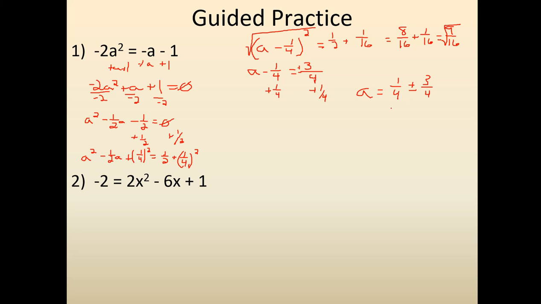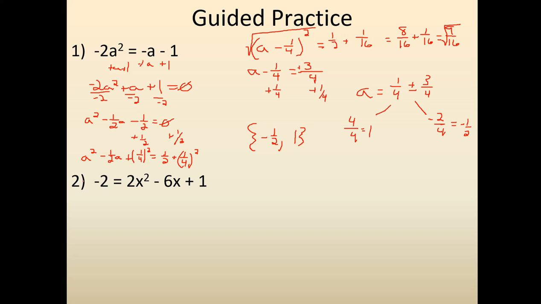So my two options are I can add them. So 1/4 plus 3/4 will actually give me 4 over 4, which is 1. Or I can subtract them, 1/4 minus 3/4. If you plug that in your calculator, you'll end up getting negative 2/4 or negative 1/2. So you end up getting, as a solution set, negative 1/2 and 1. And again, you can plug these numbers in real quick and see if these are the answers you get.